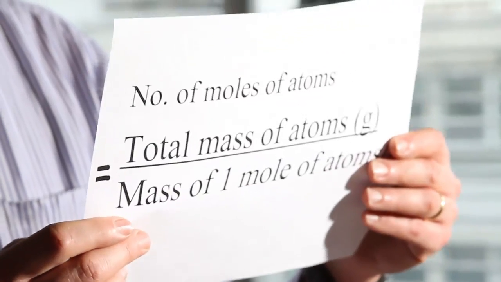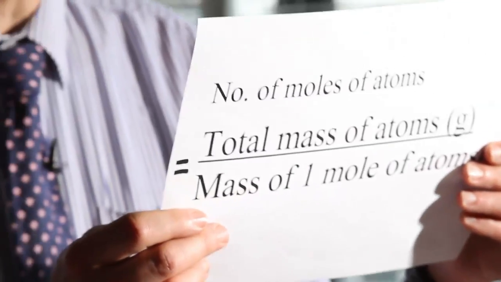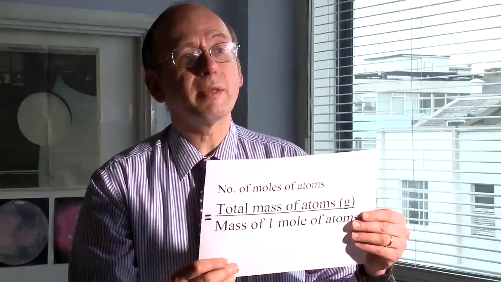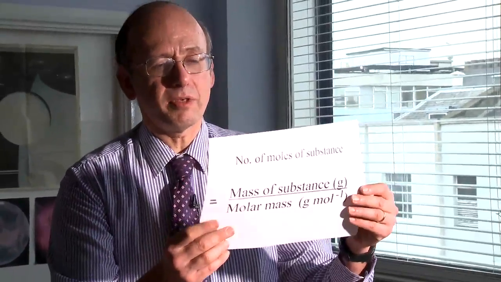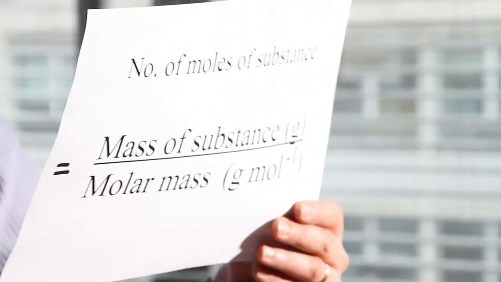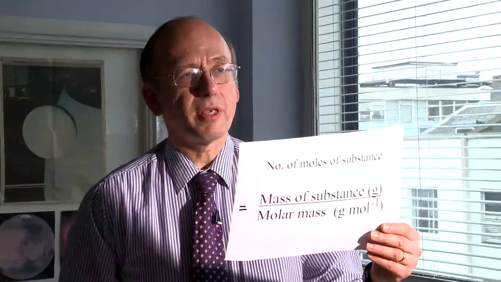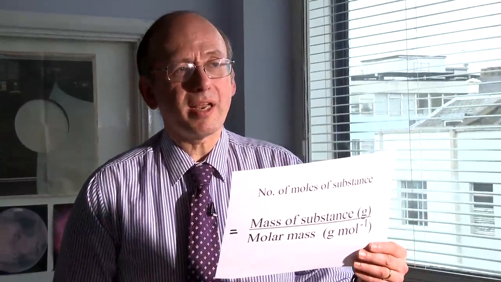Number of moles of atoms in any sample is the total mass of the sample in grams divided by the mass of 1 mole of atoms. And we can broaden that out to include any other substance, even if it's not made of atoms. Number of moles of a substance equals mass of substance in grams divided by the molar mass. But the important thing to understand here is 1 mole is not a mass of anything. It is a number, and all we're doing is using weighing to count, which is all the banks do. And that is what the mole concept is all about.